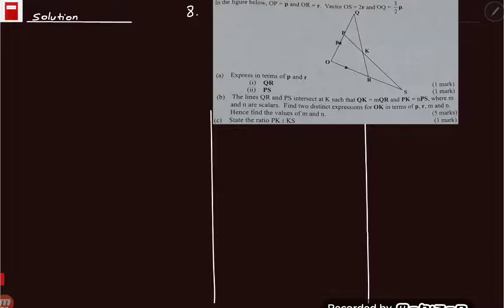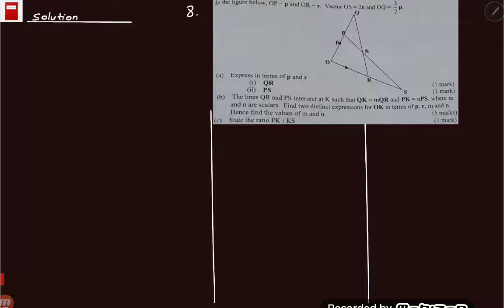Part B, the lines QR and PS intersect at K such that QK is equal to MQR and PK is equal to NPS, where M and N are scalars. Find two distinct expressions for OK in terms of P, R, M, and N. Hence, find the values of M and N. Part C, state the ratio PK is to KS.